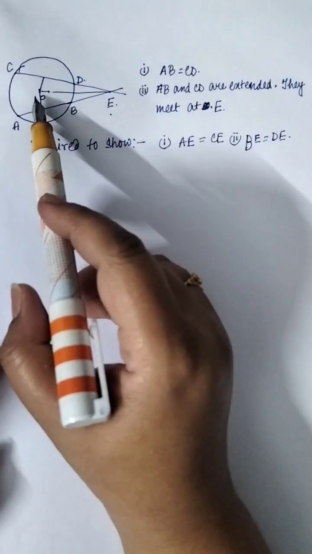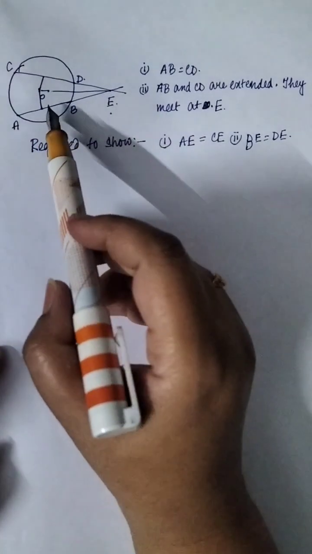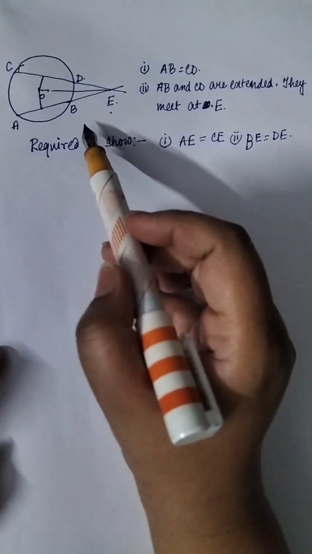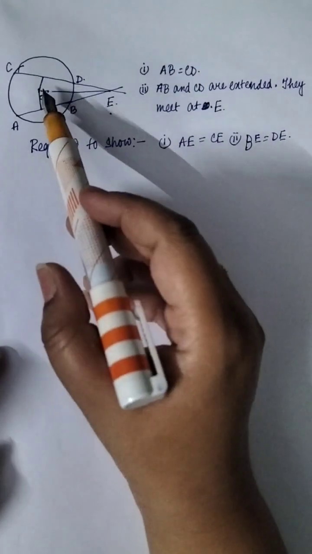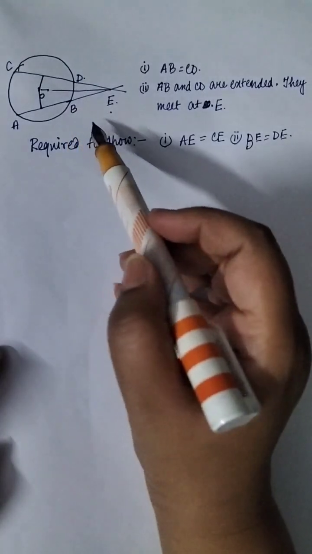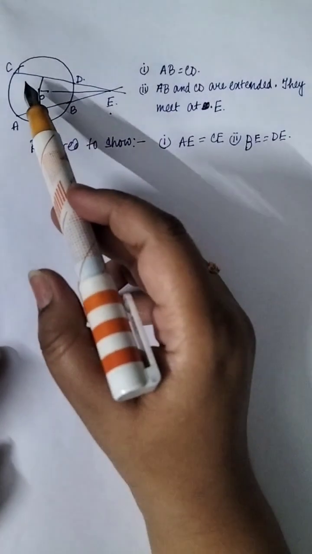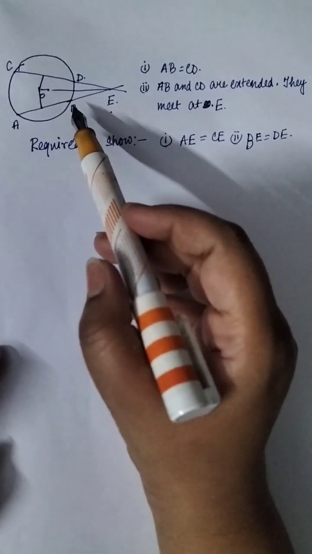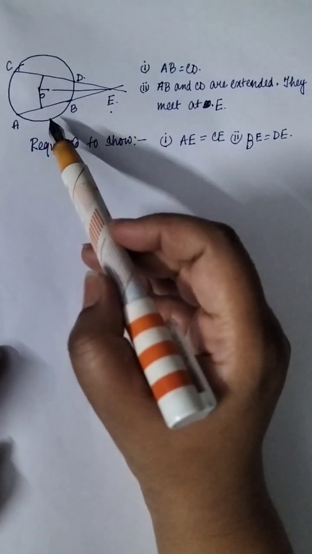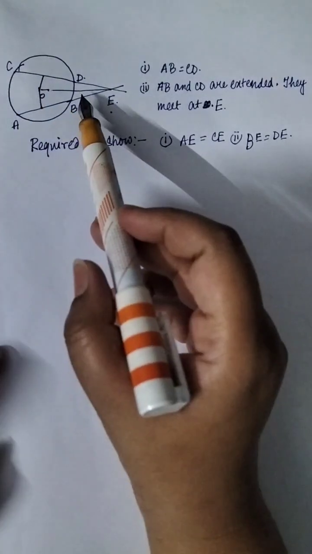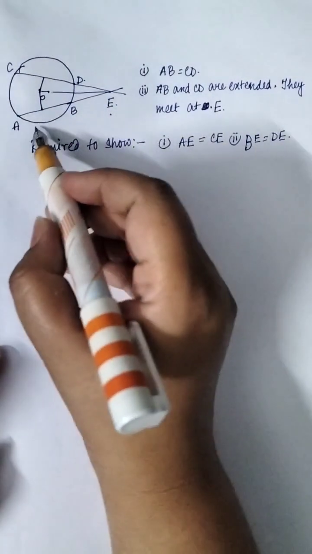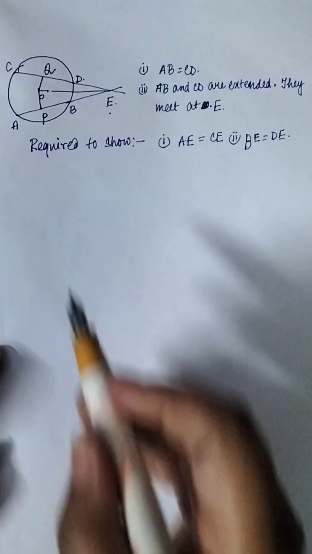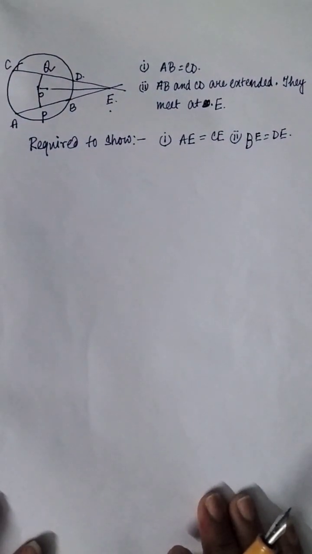Why is center O joined with E? Because we want to get two triangles for using the congruency concept. And why are these perpendiculars drawn? Because here also we shall use the concept that if the chords are equal, then they are equidistant from the center. And distance means perpendicular distance. So that's why two perpendiculars are dropped on AB and CD respectively. Let the perpendicular on AB be P and that on CD be Q. Clear up to this step?